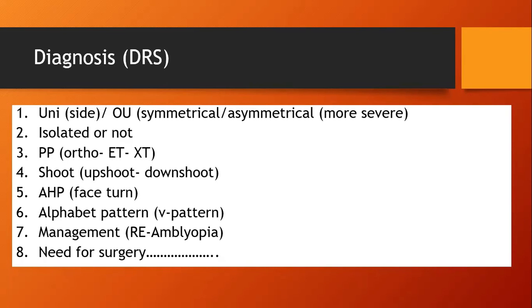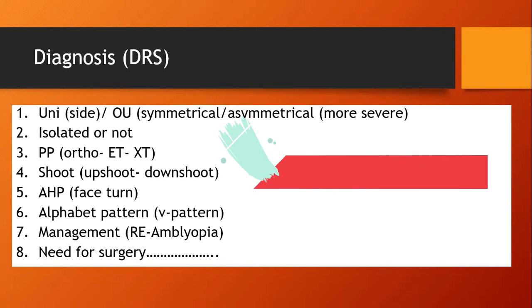Number four, I missed this point, so we have to mention the type. Is it type 1, type 2, or type 3, or what is the limitation? What is the limitation in adduction or abduction? Is there any upshoot or downshoot? Is there any abnormal head posture? Is there a V pattern or not?